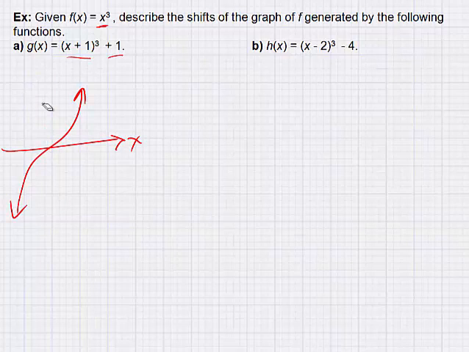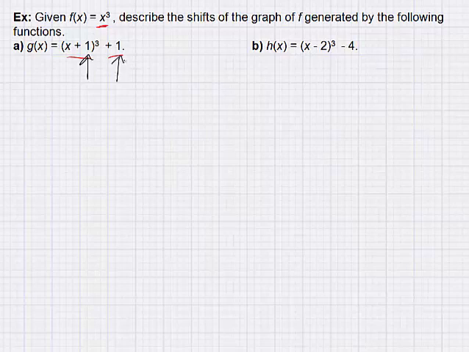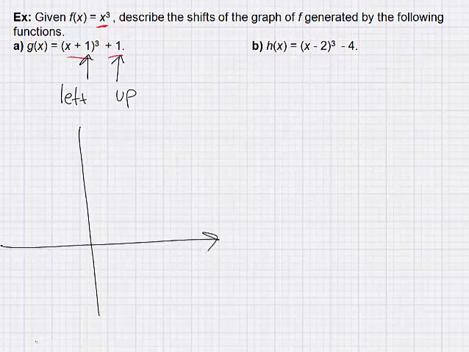So now we're going to change that. So what's happened here? Well, I have a plus 1 inside the cube and a plus 1 outside the cube. That affects the graph how? Plus 1 inside is a horizontal change. Since I'm adding 1, I'm going to move to the left 1 unit. Remember, that's kind of opposite of what you think should happen. You would think move to the right because that's where the positive values are, but it's opposite. So plus 1, I'm going to move to the left. And this plus 1 outside the cube, I'm going to move up. So I'm going to take my basic cubic function, which looks like this.